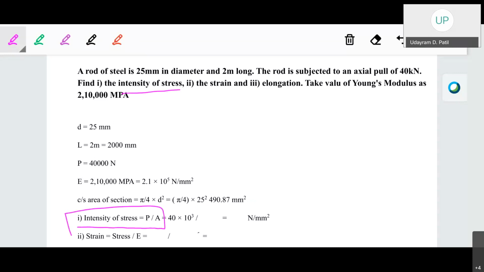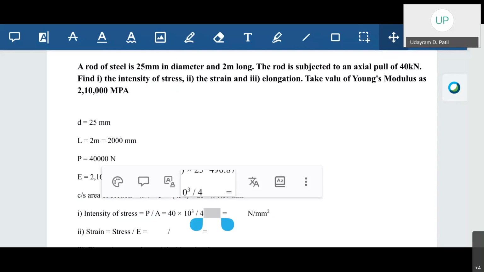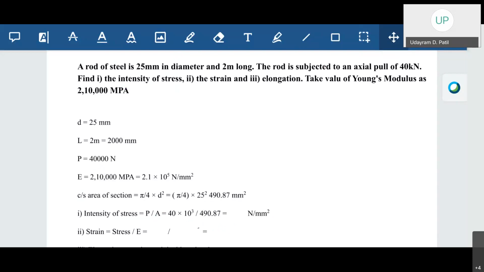Okay, now for the calculation of the stress, the intensity of stress will be P divided by A. We have the value of P as 40 kilonewton or 40,000 Newton, and the value of A as 490.87 mm square. So P, that is 40 multiplied by 10 raised to 3 Newton, divided by the area 490.87, will give us the intensity of the stress.